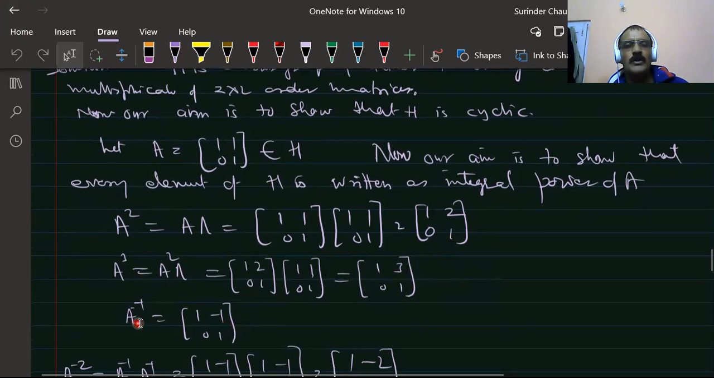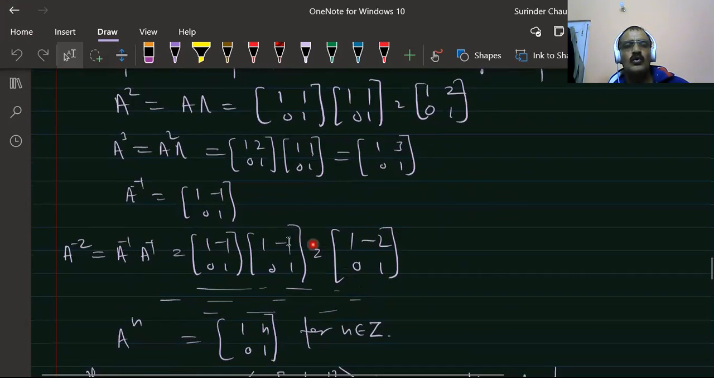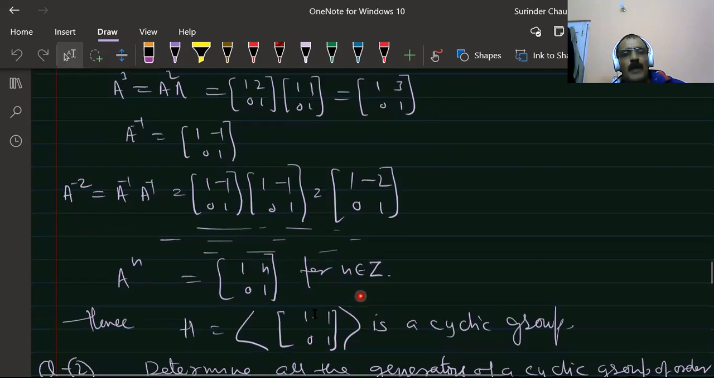And A to the power minus 1, if I take the inverse of A, it comes out to be [1, -1; 0, 1]. And so A to the minus 2 is [1, -2; 0, 1]. Therefore, from this we can generalize that A^n is equal to [1, n; 0, 1] for all integers n. This implies H is generated by this element [1, 1; 0, 1], and hence it is cyclic.